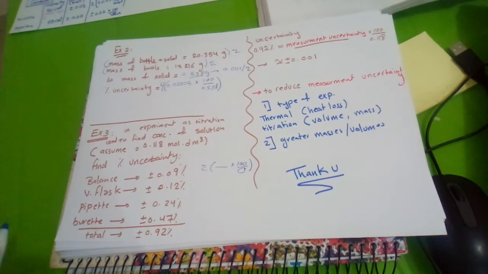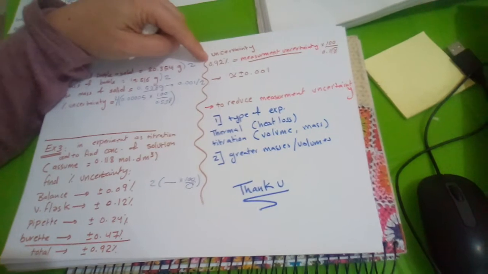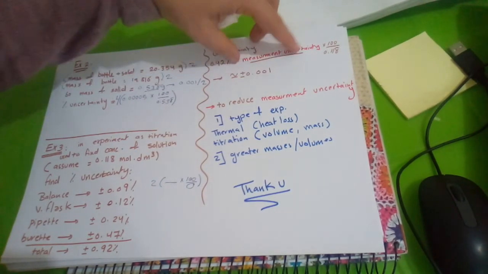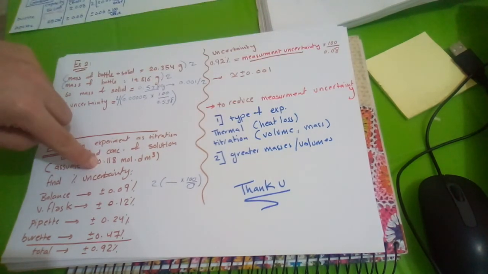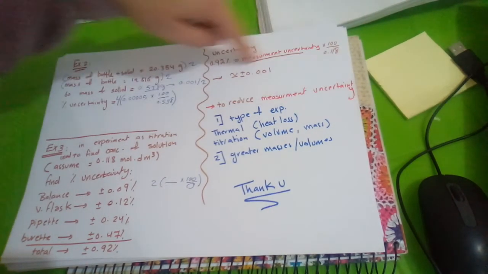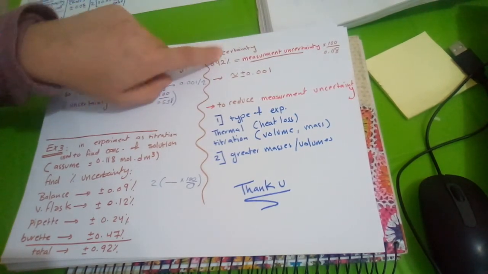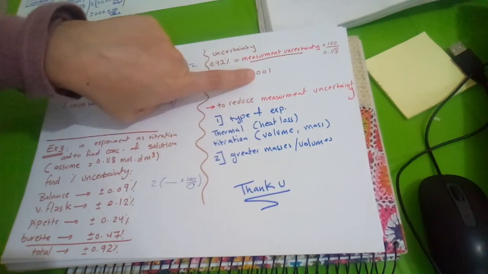He asked me what is the measurement uncertainty for that value. I will put it inside the equation. In general, the percentage uncertainty equals the measurement uncertainty multiplied by 100 over the recorded value. It's my concentration. By doing cross multiplication, I can find that the uncertainty of that concentration is plus minus 0.001.